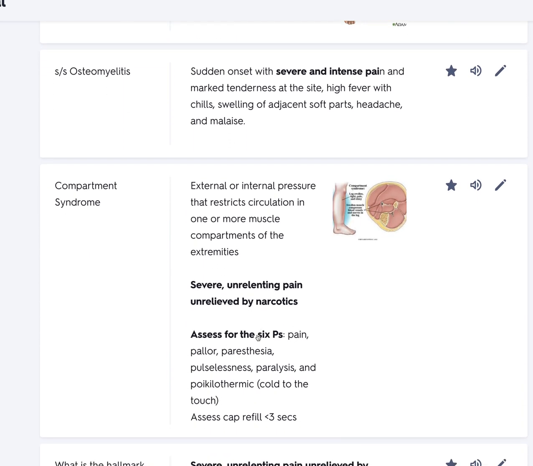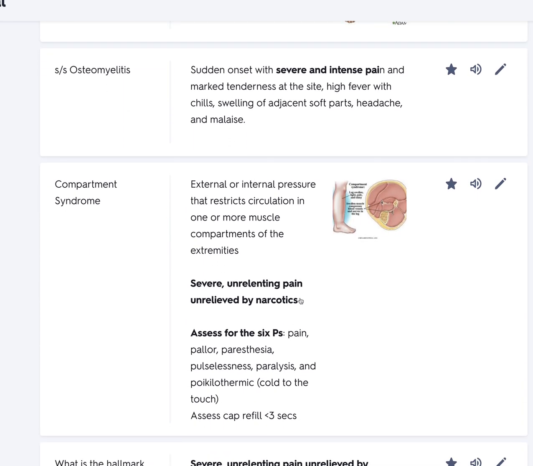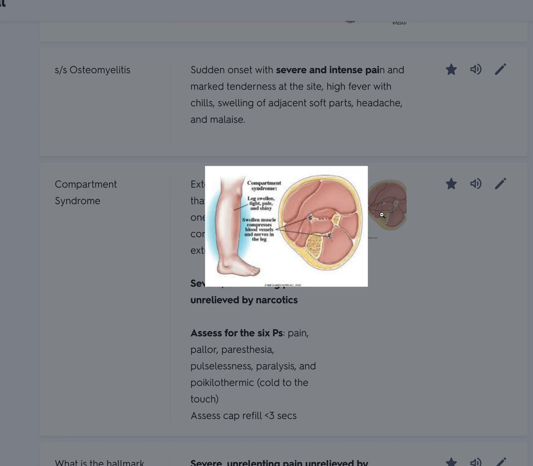Okay, compartment syndrome. I talked about it a little bit. It's pressure that restricts circulation in one or more of the compartments of the extremities. So these are the different compartments of the extremities. So the skin is around it, right? So if one of these compartments swells, there's only so much the skin can expand, right? So they're going to get compartment syndrome. So that's going to decrease their circulation, okay?